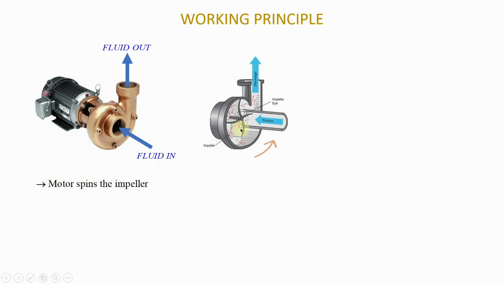Okay, the impeller is pretty much this set of blades that you see here, and at the center of the impeller, that point that you see there, this is what we will refer to as the impeller's eye. Okay, and so the motor will spin the impeller, in this case in the anti-clockwise direction.